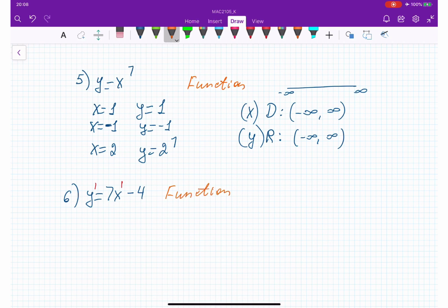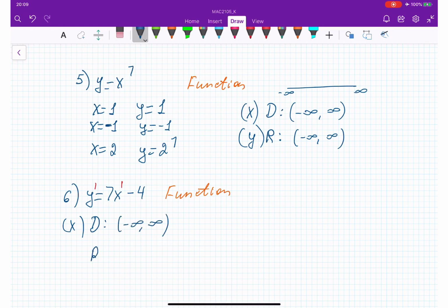Okay, now let's identify domain. Does x have any limit? No, because we don't have any division. Usually the limit of x is we can observe when we have division, when we have fraction by division by x, when we have x in denominator. Then we have limitation on x because we cannot divide by 0. Okay, so this is for x. It is going to be negative infinity, positive infinity, any value.